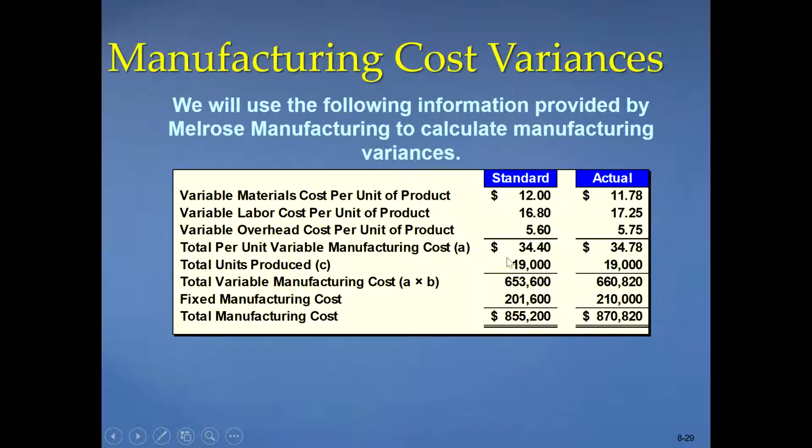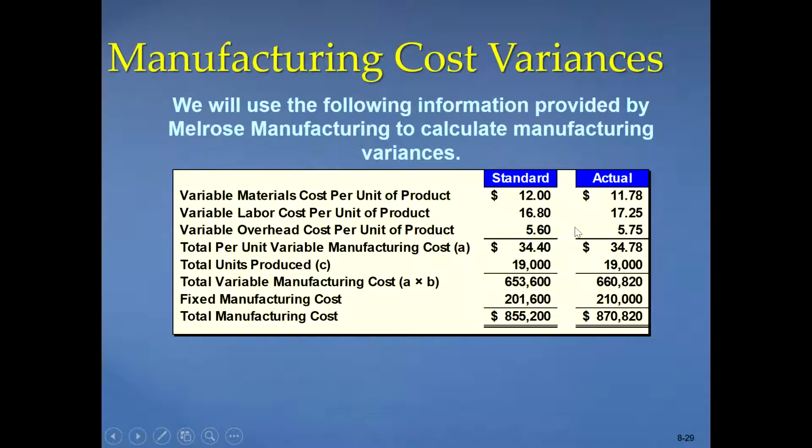If you look at variable material cost per unit, standard is 12, right? And then how much was actually spent is 11.78. So in this case, we know from here that the variance here is favorable because we spent less than the budgeted one. But here when we look at a variable cost variance, we can see that actually we spent 17.25, which is more than the standard. So this variance is unfavorable.